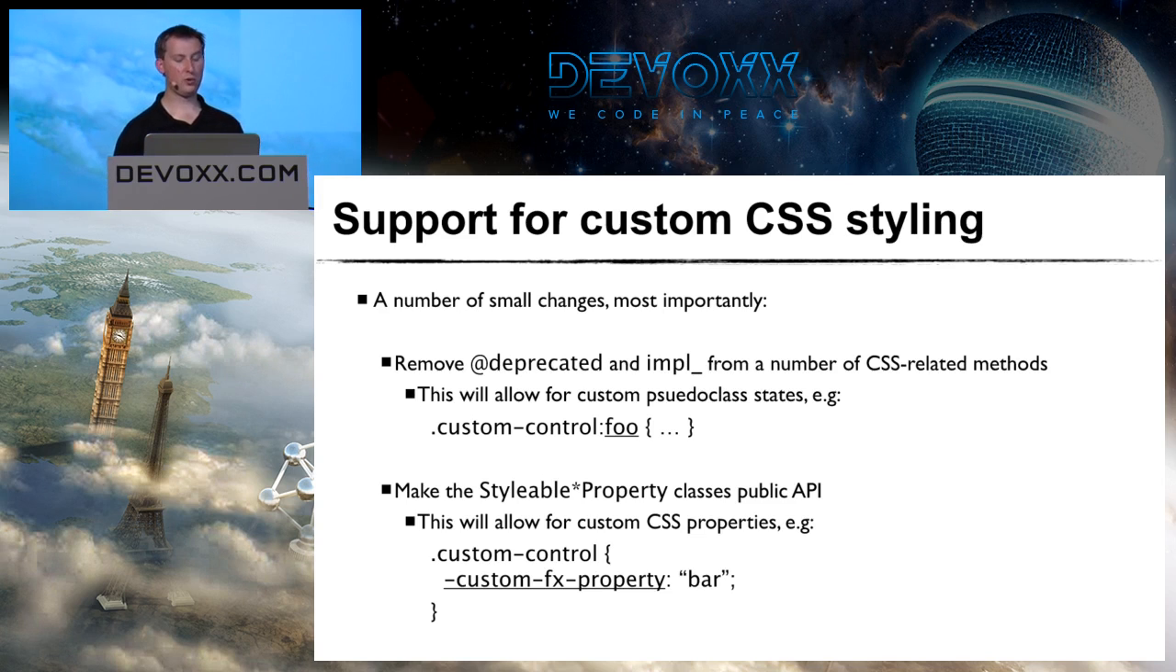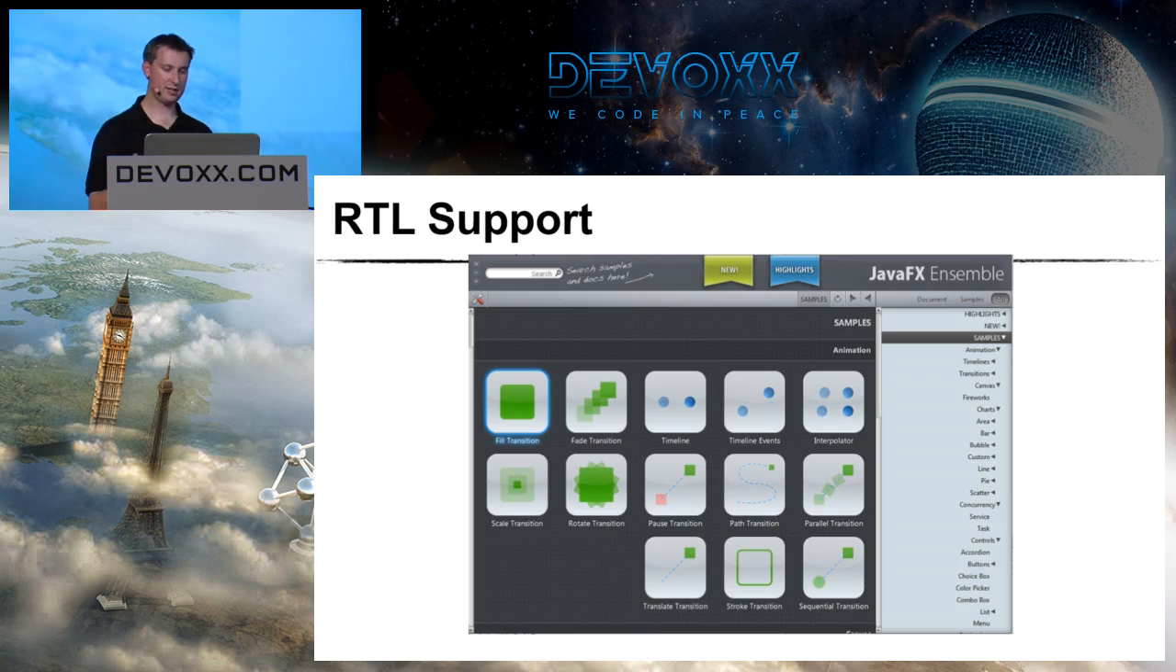So really the work is to remove some of the deprecated and impl underscore methods that we have currently. And we've got all these stylable property implementations. If you've ever used JavaFX properties, you know that there's double property, boolean property, and so on. Well, we've got stylable double property and stylable boolean property, and all equivalent implementations that can be accessed through CSS.